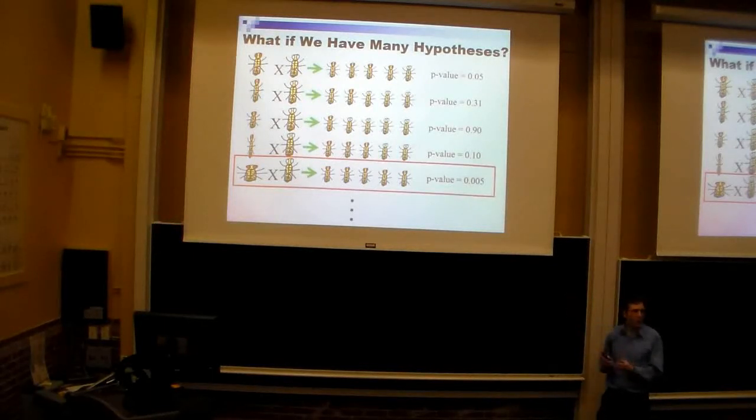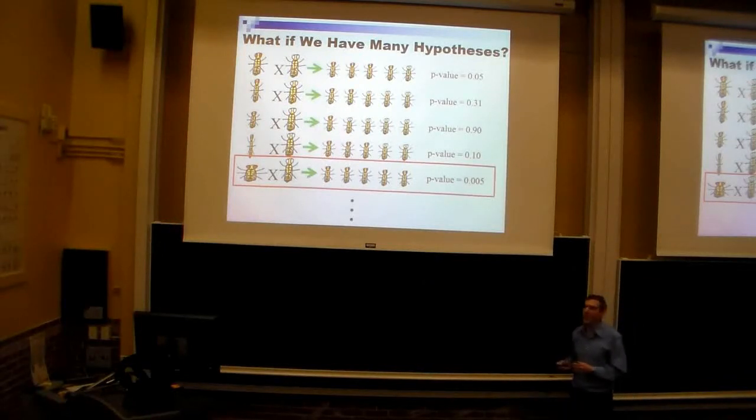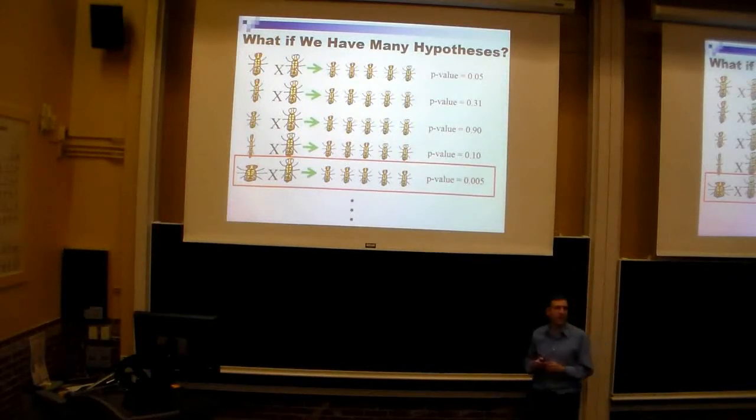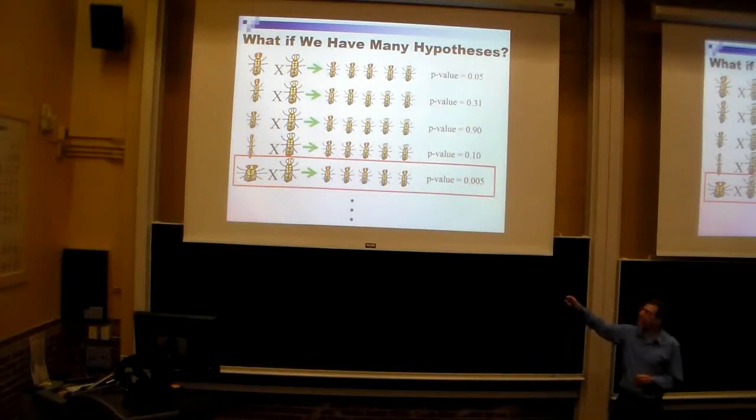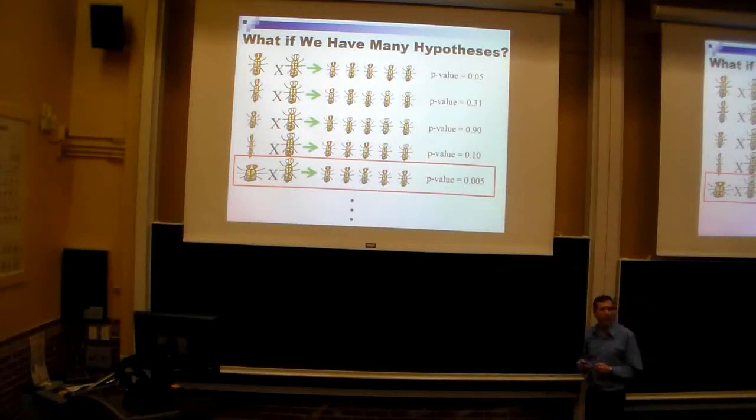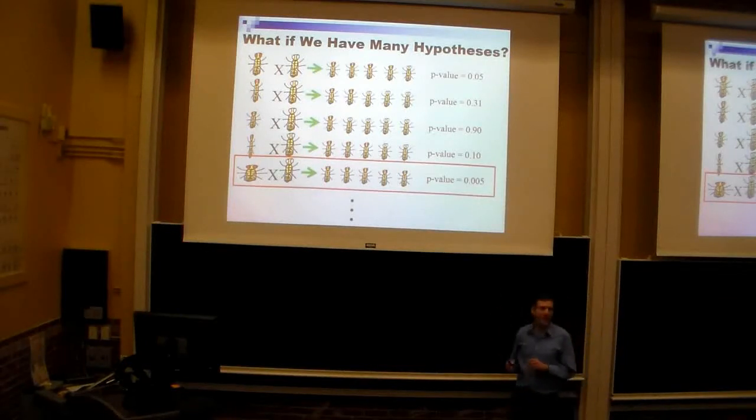But something that occurs rarely is going to occur if you do the experiment enough times. If you do the experiment 100 times, you expect one of those times something is going to occur that happens with probability 1 in 100 or less. And so if we did this 200 times, we would expect one of those 200 times to have a p-value below 0.005. So this is not convincing evidence if we've done this kind of test many times.